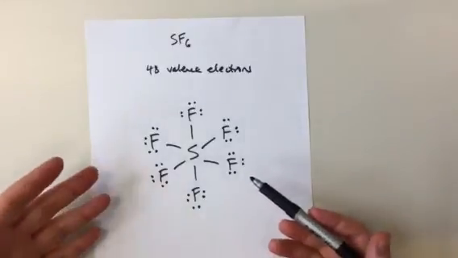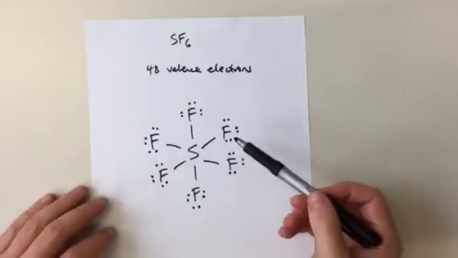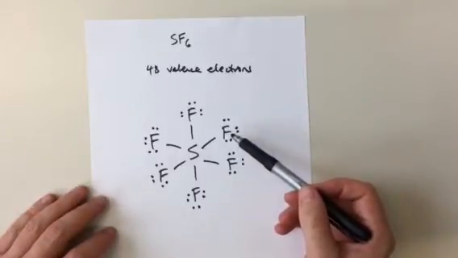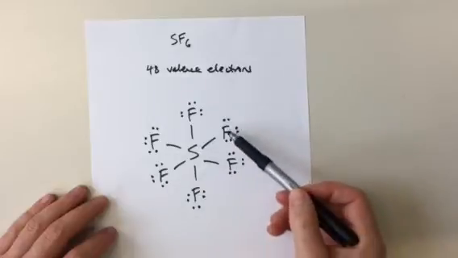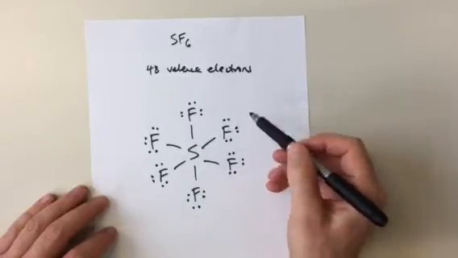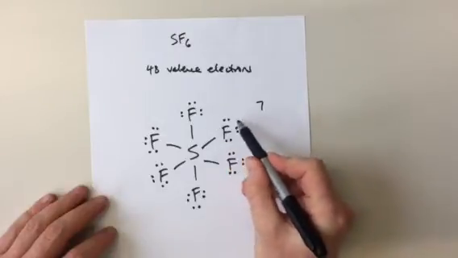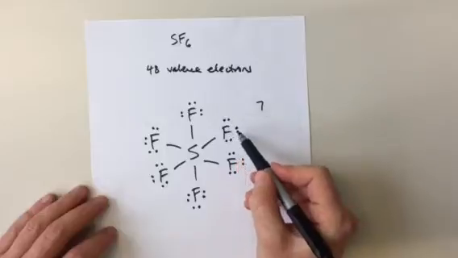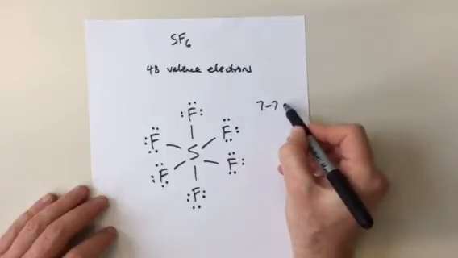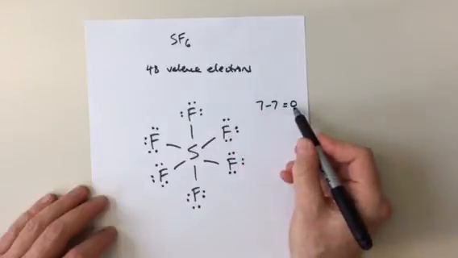Now, to make sure that this is the final structure, we're going to check the formal charges on these atoms. So we'll start with the fluorine. All these fluorines are the same, so we're only going to do it for one of them. So the fluorine, to work out the formal charge, you get the valency of fluorine, which is 7, minus the number of electrons that belong to it in this Lewis structure. So we've got 1, 2, 3, 4, 5, 6, 7. So the formal charge of all of the fluorines in this molecule is 0.